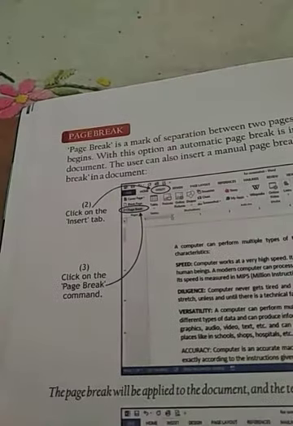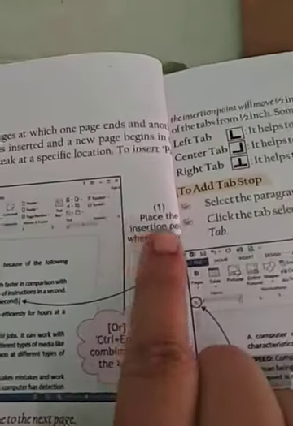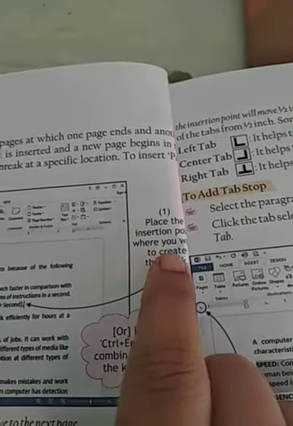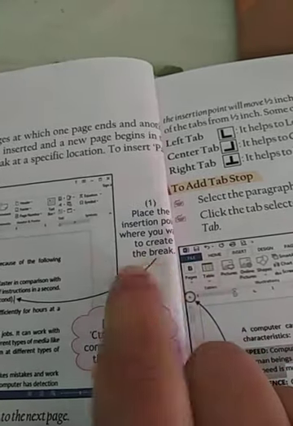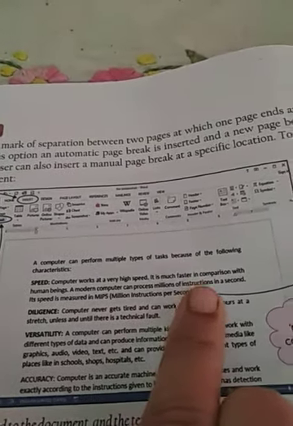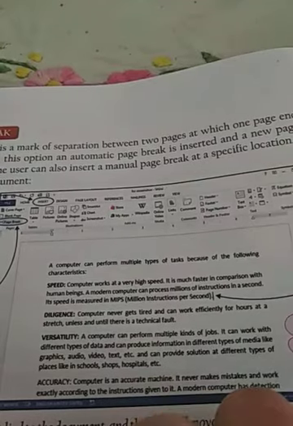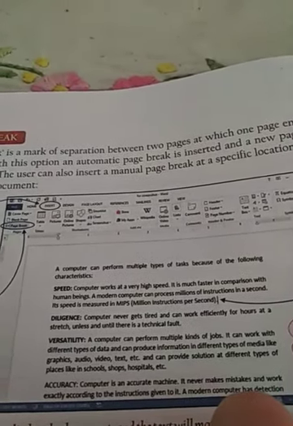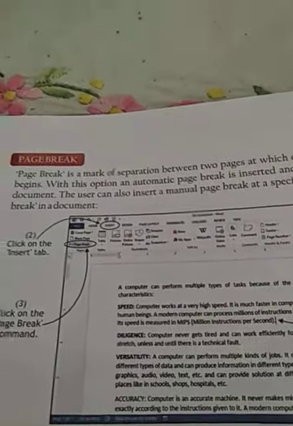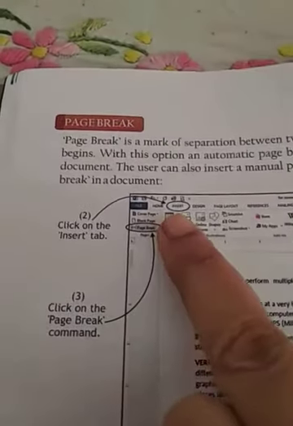To insert the page break in a document, what are the steps? The first step is that you have to place the insertion point where you want to create a page break. Suppose at this point I want to create a page break, then I will put my cursor here. You have to see where you put your cursor, that is important.